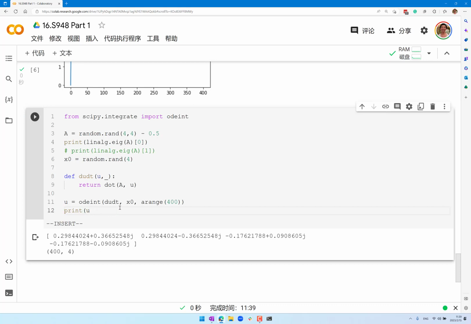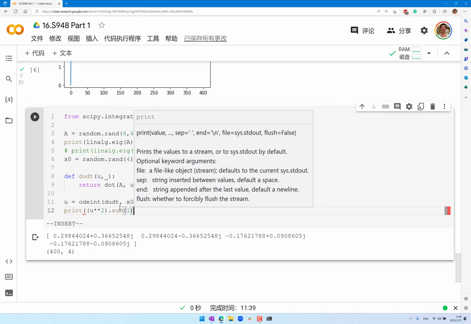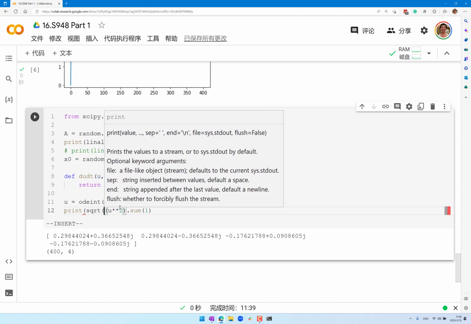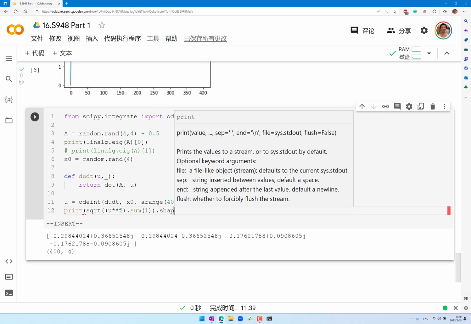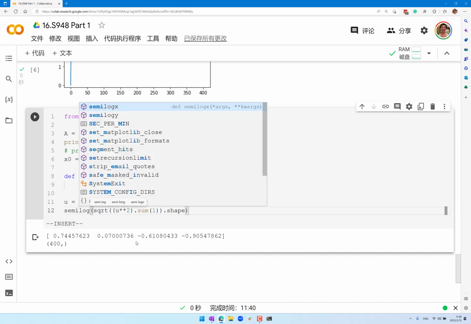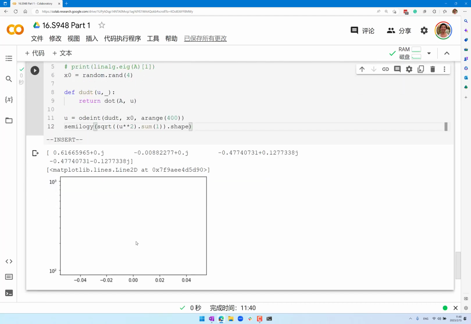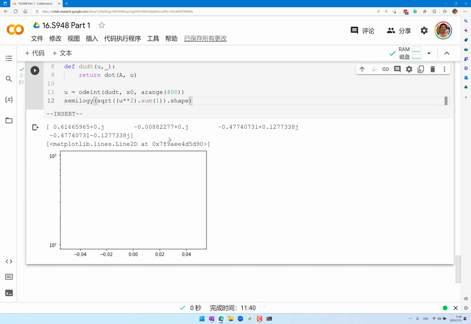So let's take the square of u and sum it up only in the second dimension. So sum over axis 1 means the second dimension, and take a square root of that. So that should have a length of time, right? So 400. So that's the magnitude for each time. And now instead of printing them, let's do semilogy. Oh, not dot shape.